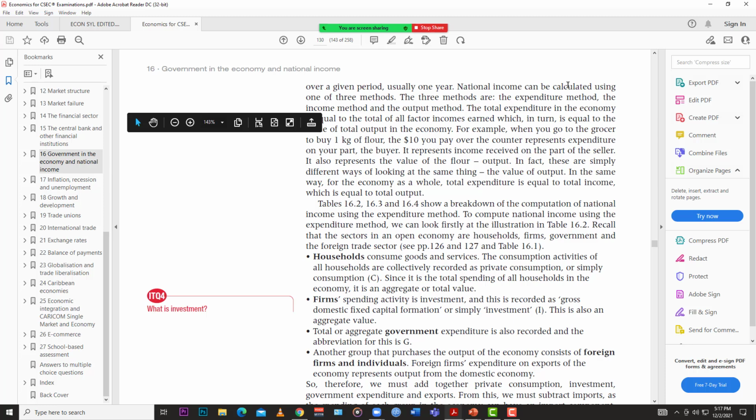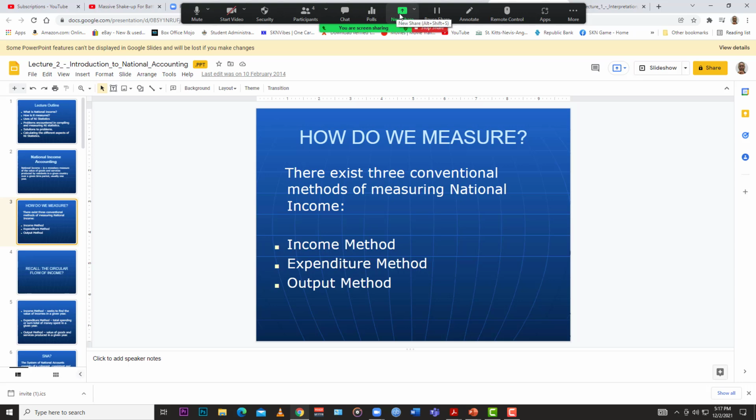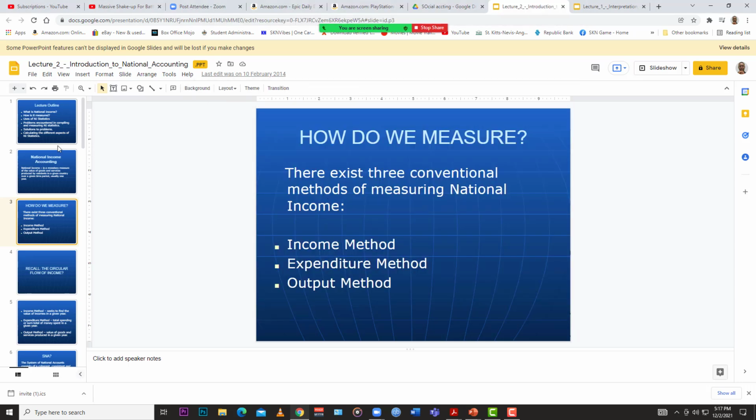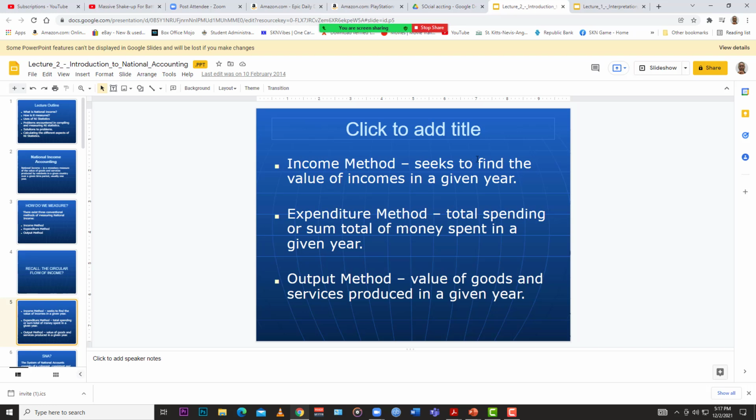National income can be calculated using one of three methods. We have the expenditure method, the income method, and the output method. So if you look here at this slide, we can see there exist three conventional methods of measuring national income. We have the income method, the expenditure method, and the output method. Income method, it seeks to find the value of incomes in a given year. Expenditure method, total spending or sum total of money spent in a given year within an economy. Output method, value of goods and services produced in a given year.